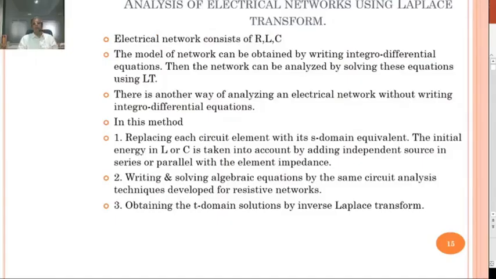Now the second application is the analysis of the electrical network using the Laplace transform. Mainly the electrical network consists of RLC, and if we apply Kirchhoff's voltage law, at that time we get the integral differential equation. Then we will convert that integral differential equation into the differential equation. Integral differential equation means the equation which consists of the integration terms and the differentiation terms. And then the differential equation is analyzed using the Laplace transform method. This is the first method to analyze any electrical network.